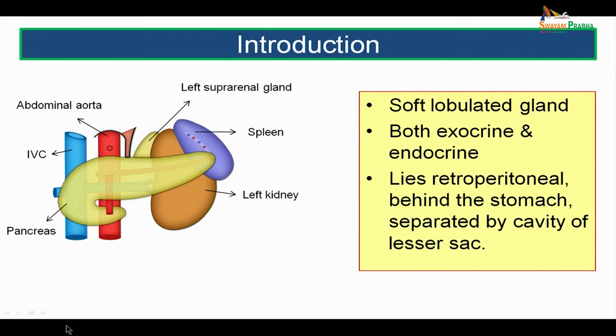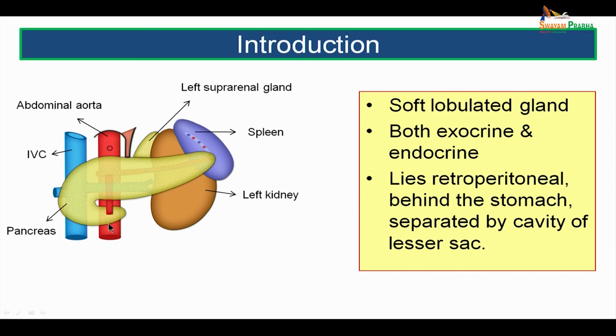Introduction. Pancreas is a gland related to the gastrointestinal system. It is a soft lobulated gland having both exocrine as well as endocrine parts. It lies retroperitoneal. It lies on the posterior abdominal wall behind the stomach, separated by the cavity of lesser sac.